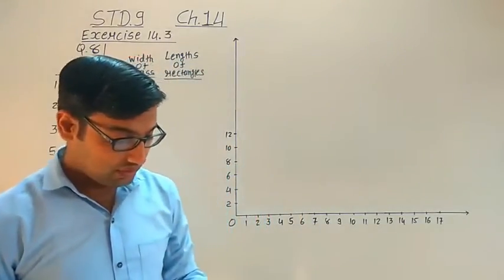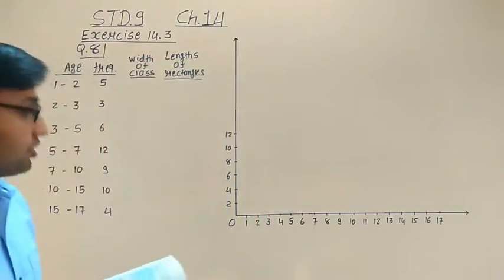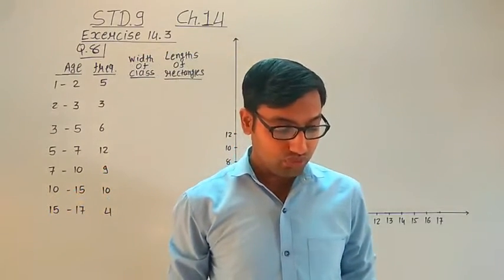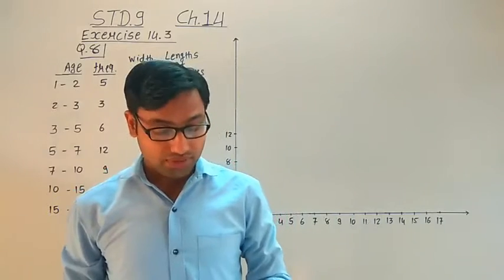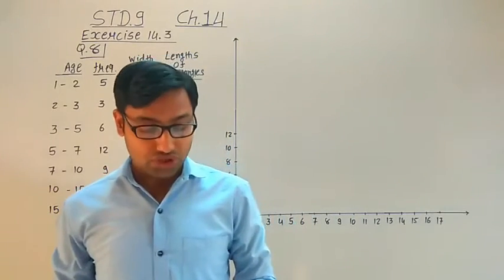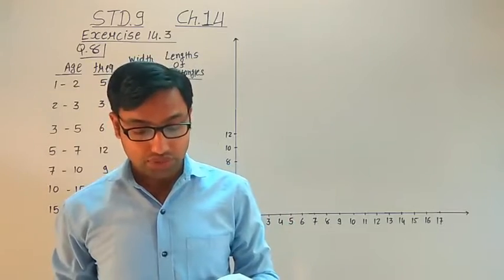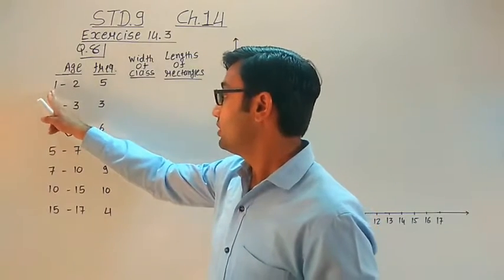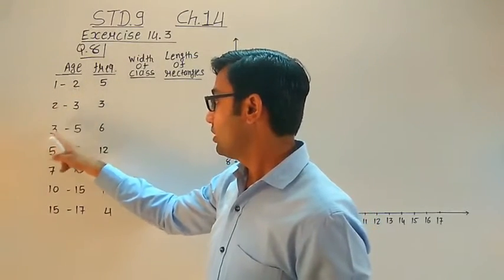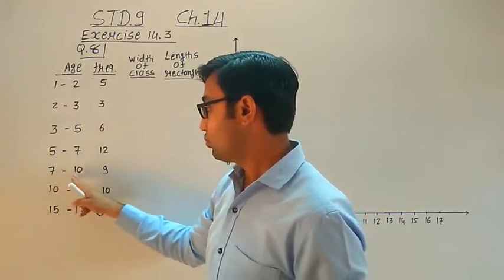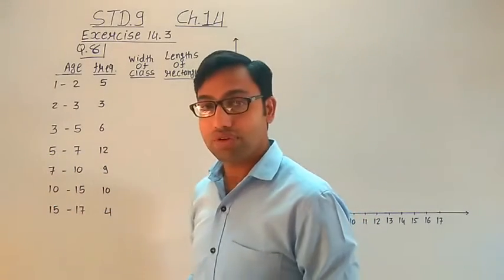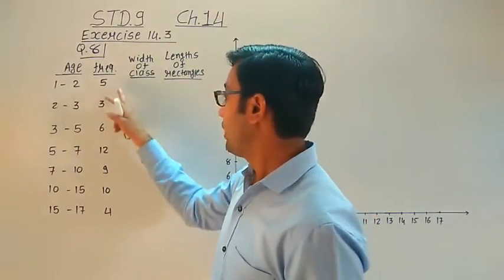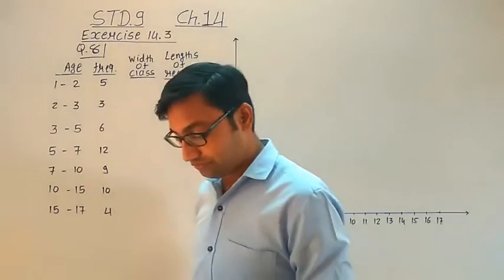The question here is: a random survey of the number of children of various age groups playing in a park was found as follows. In the table we have two columns. First is the age in years and second is the number of children. The class intervals are 1 to 2 years, 2 to 3 years, 3 to 5 years, 5 to 7 years, 7 to 10 years, 10 to 15 and 15 to 17. And here we have the number of children, which we take as the frequency: 5, 3, 6, 12, 9, 10 and 4.